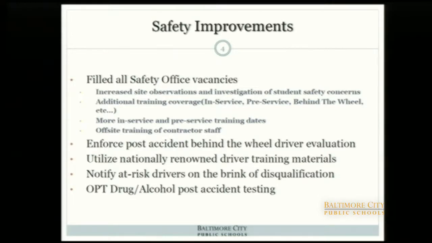And with the additional staff, we are able to vet and notify at-risk drivers on the brink of disqualification more thoroughly as well. And the Office of Pupil Transportation is conducting drug and alcohol post-accident testing on site, which is something we have not done in the past.